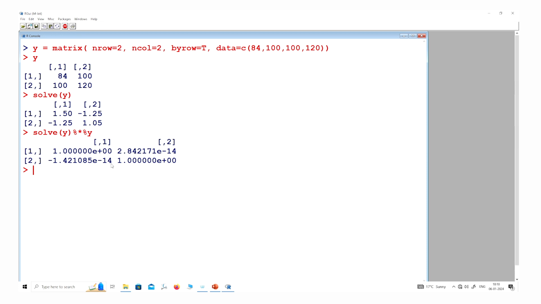So R uses the algorithm, and if you try to see, this is exactly 1, this is exactly 1, but the off diagonal elements are something like 2.84 times 10 to the power of minus 14. That is very close to 0. So this is what you have to keep in mind when you are trying to do such things, right?